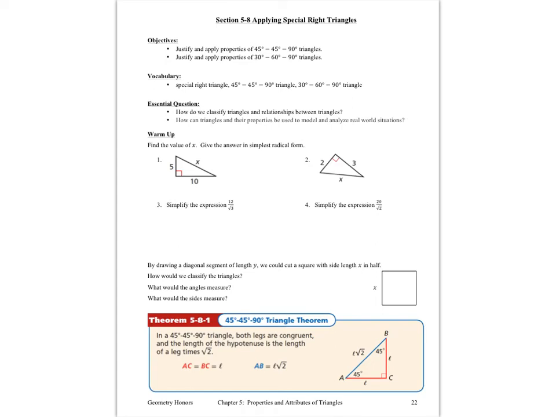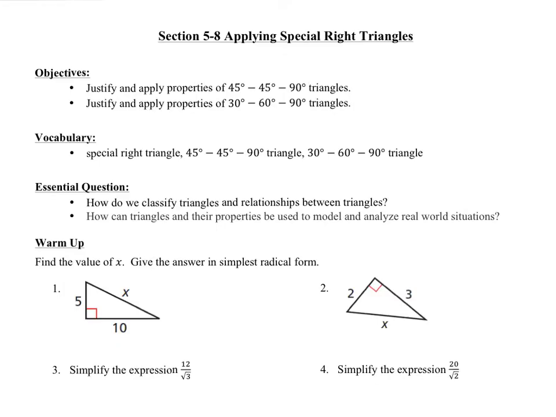We're in the last section of Chapter 5, Section 8, Applying Special Right Triangles. Our objectives are justify and apply properties of 45-degree, 45-degree, 90-degree triangles, and justify and apply properties of 30-degree, 60-degree, 90-degree triangles. Vocabulary: special right triangle, 45, 45, 90 triangle, and 30, 60, 90 triangle.